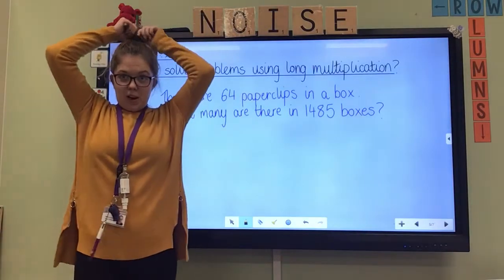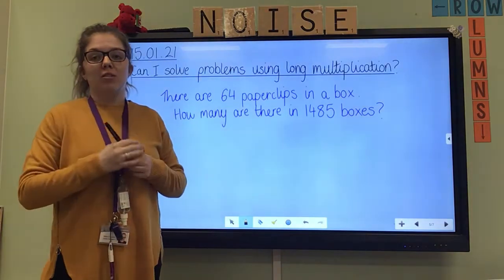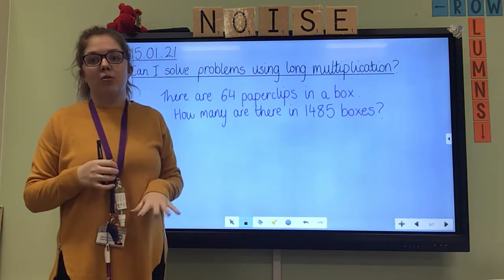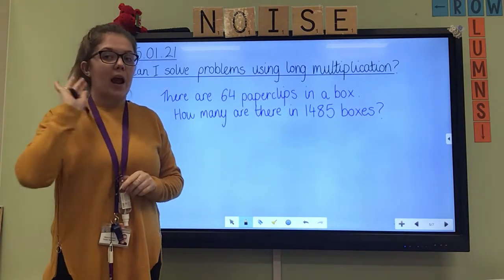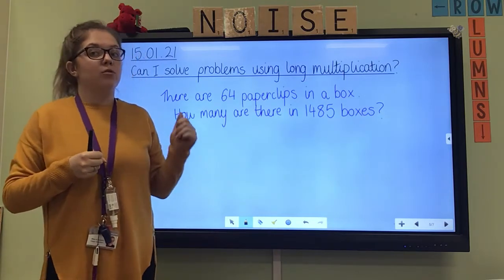Year 5. Here we are on Friday. It's finally Friday. And it is your last maths activity for the week. And it is applying everything we've learnt this week about long multiplication and applying it to some word problems.